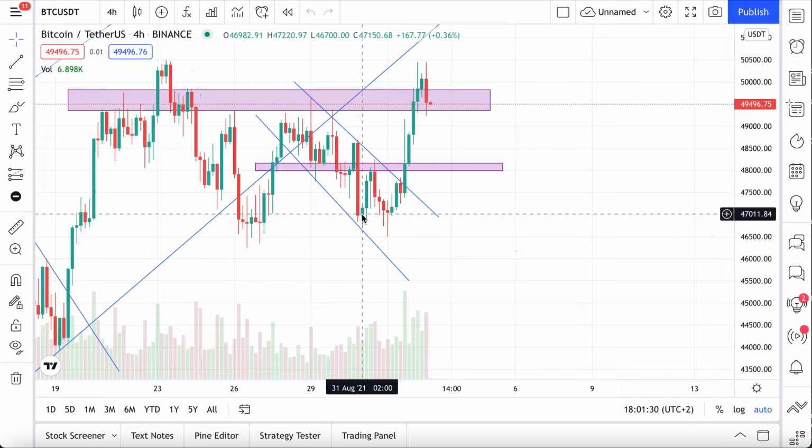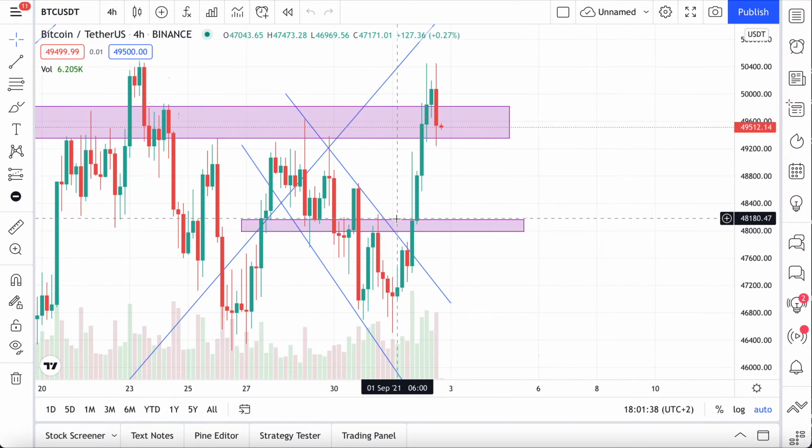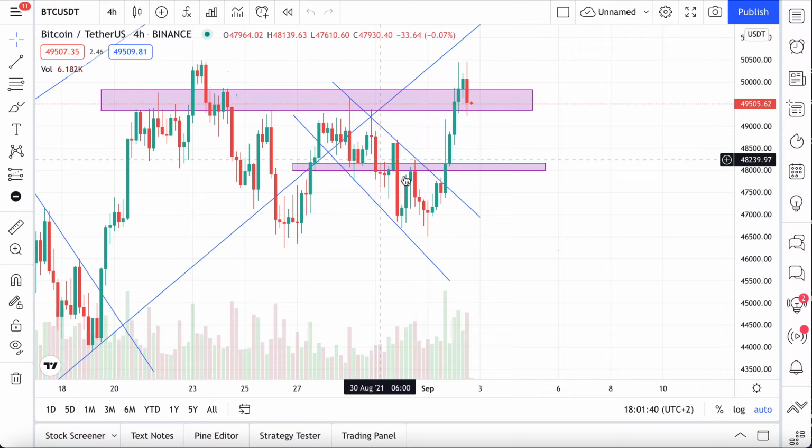Let me know what you guys are trading. Let me know about it. But I usually like to trade the patterns, and I showed this to you yesterday.